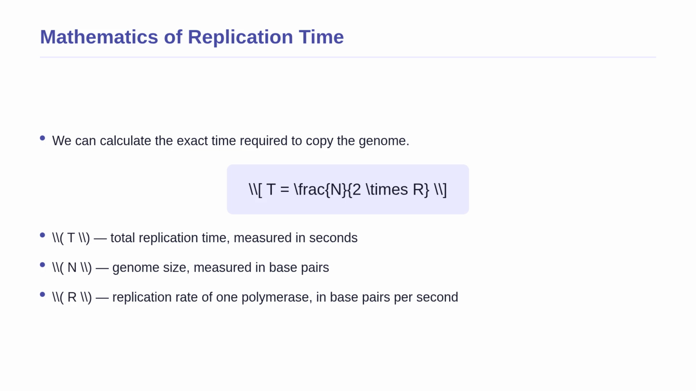If the genome size N increases, the time T naturally increases. If the enzymes work faster, increasing R, the total time T will decrease.